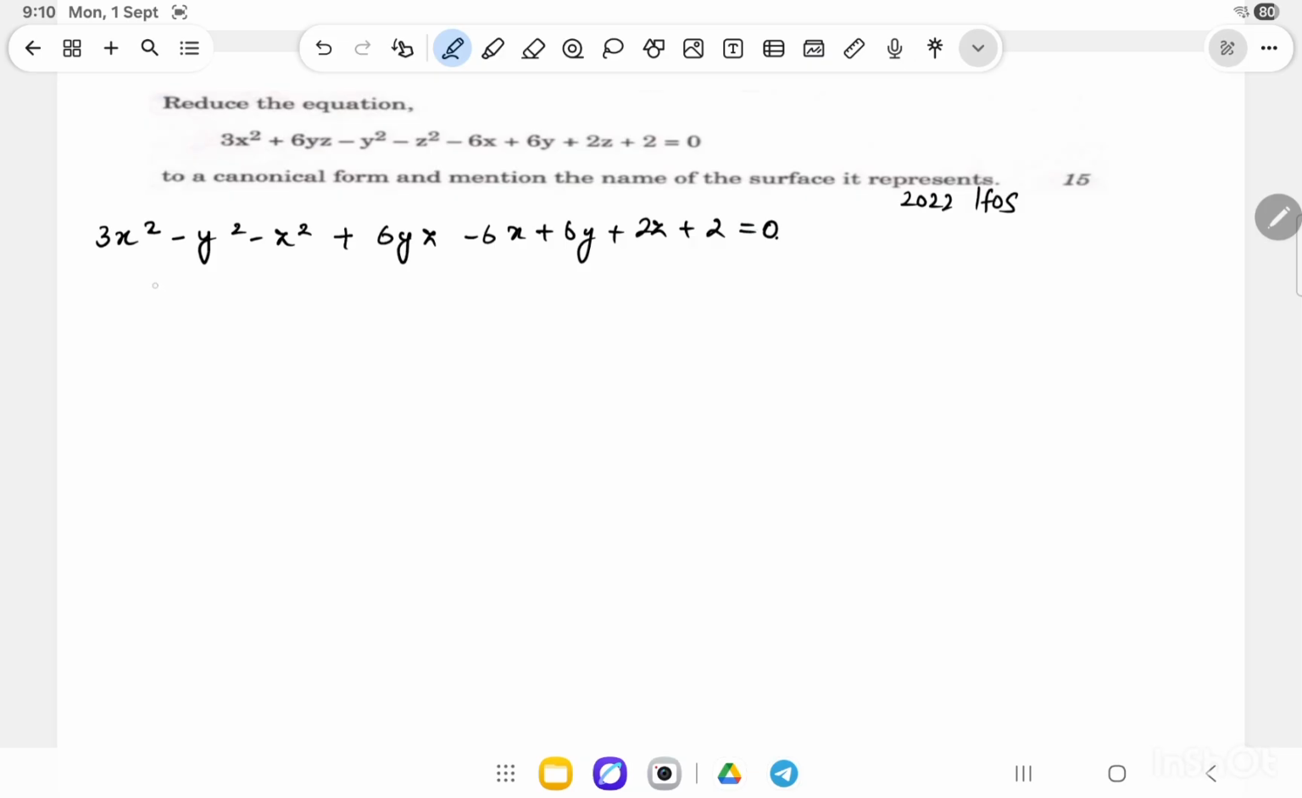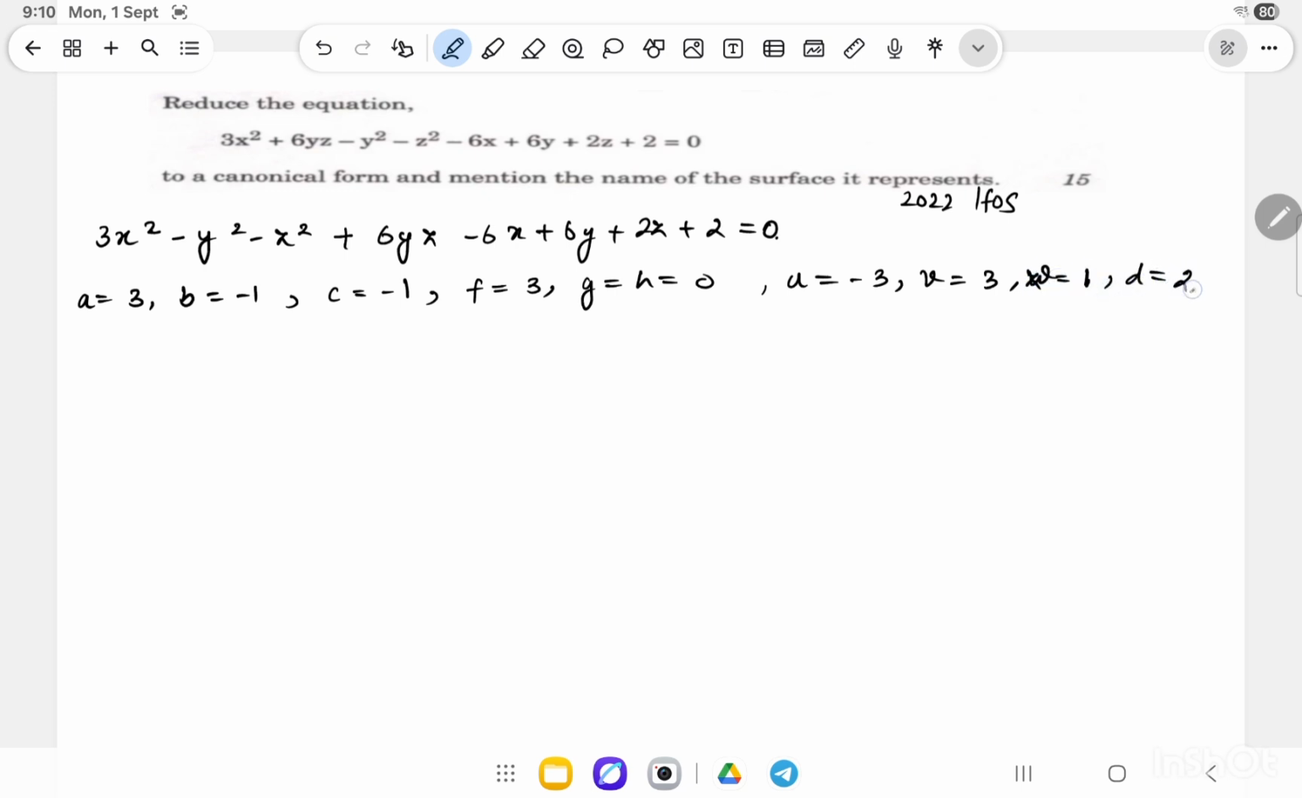So if I compare it with the general equation, I'll be getting a as 3, b as minus 1, c as minus 1, f as 3, g and h are basically 0 because there is no term with xy and xz, and my u is minus 3, v is 3, and w is 1, and my constant term d is 2. So let's just find out the discriminating cubic first.